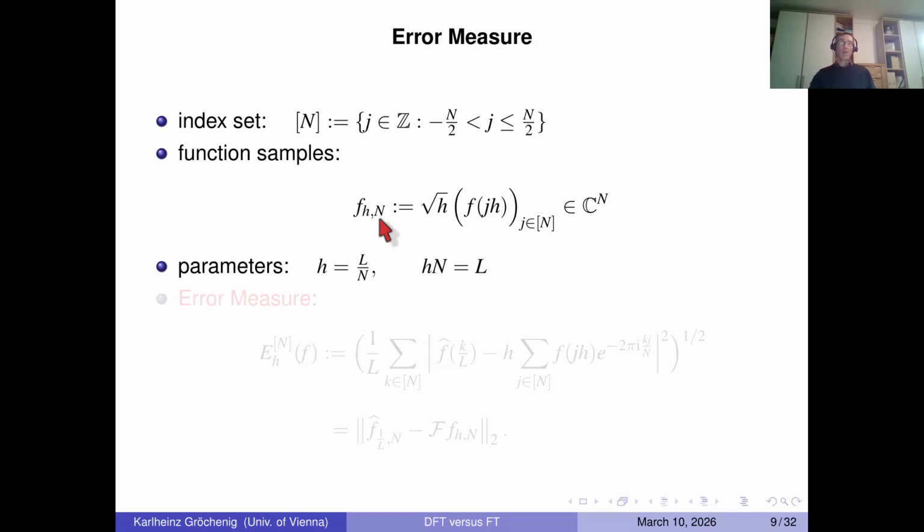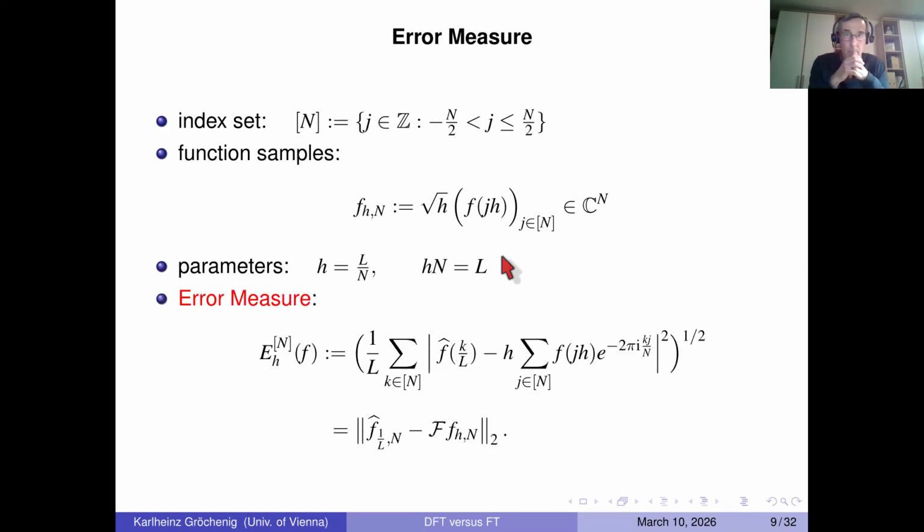We have n samples, and we have symmetry around the origin. The other parameter is the length of the sample intervals. So we have n samples, equidistantly sampled with distance h. So n times h is this length of the sample interval. Now, important, the error measure. Well, we're dealing with a unitary transform, so we measure the error in the L2 norm.